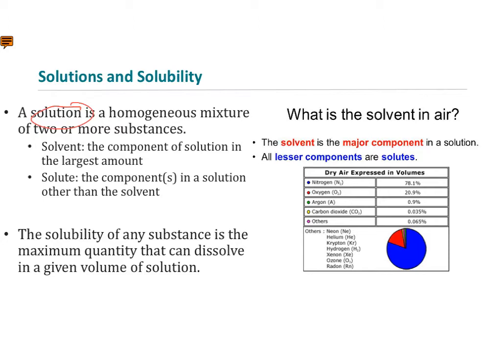The solvent is, you usually think of it as the component that's doing the dissolving, but that's not always clear. For example, in the solution that is air, what is the solvent? So then we need to go back to the root definition of solvent, which is the component in the solution that's present in the largest quantity. The solute is anything else that's not the solvent. Okay, so for air, the solvent is nitrogen gas because it's there in the largest quantity, and the rest of them are solutes.